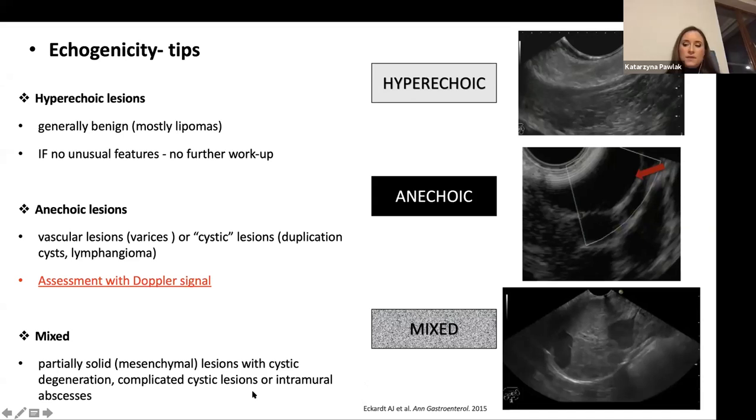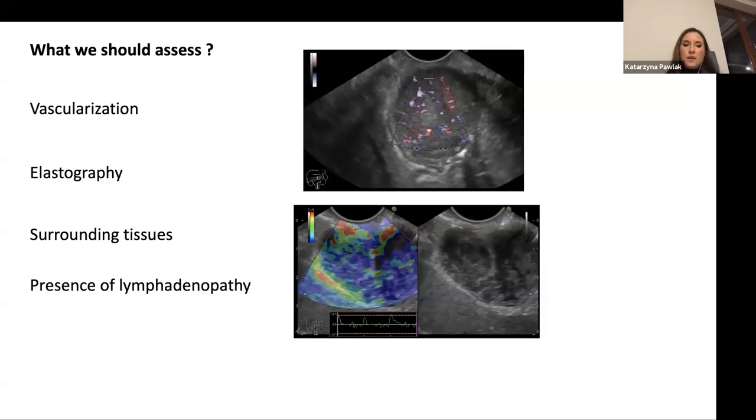And this type of lesion is partially solid and partially cystic, but also some of them can be an intramural abscess or even complicated cystic lesions. What we should assess next is the type of vascularization, because some of them are very well vascularized, as here you can see the GIST.